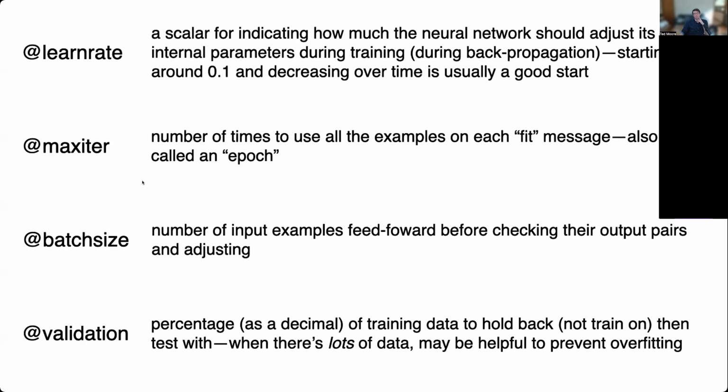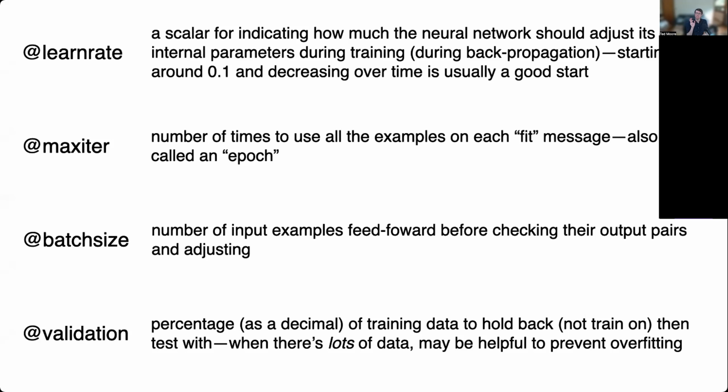Another attribute is called max iter. What this does is it specifies the number of times that the neural network will use all of the training data before reporting out to us the error. So if I have 5 data points, like we did in the earlier example, and my max iter is set to 1,000, it'll use all 5 of those data points 1,000 times to train, and then it will report to me the error.